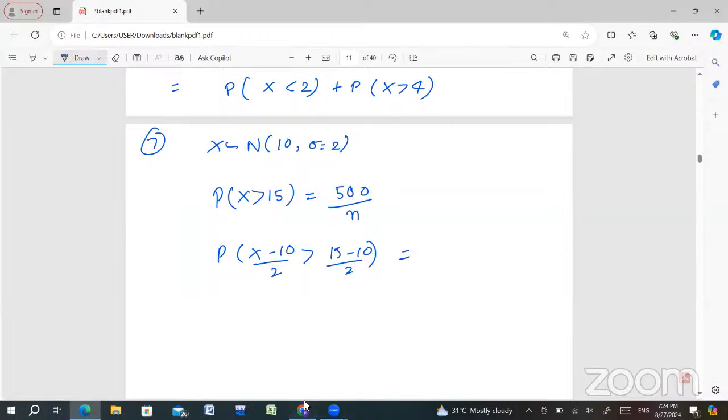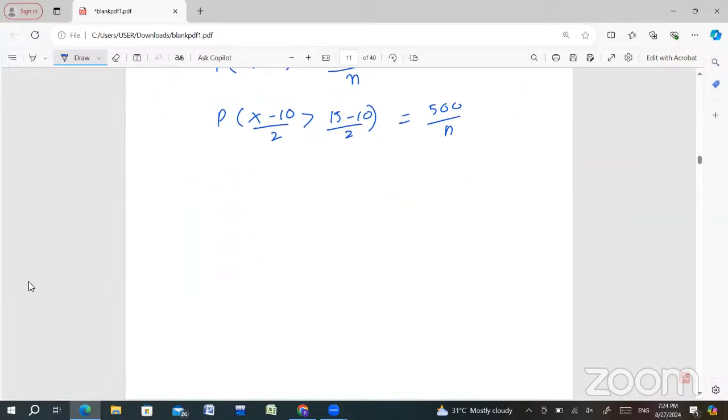And the next part, the probability of x minus 10 by 2. You know how to convert a normal variable into standard normal: you subtract the mean and divide by the standard deviation, which is 2 here. So you can write it as the probability that z is greater than 5 divided by 2, equals 500 divided by n. So the probability that z is greater than 2.5.